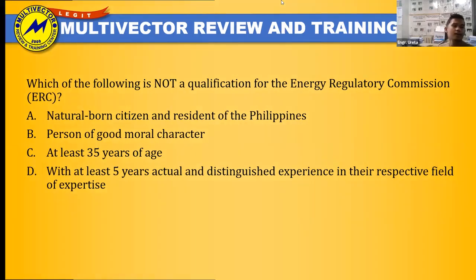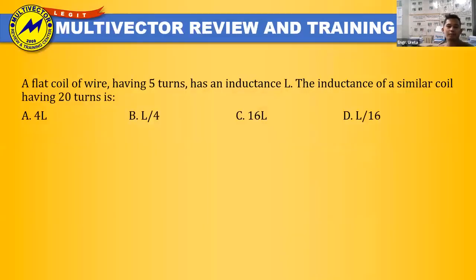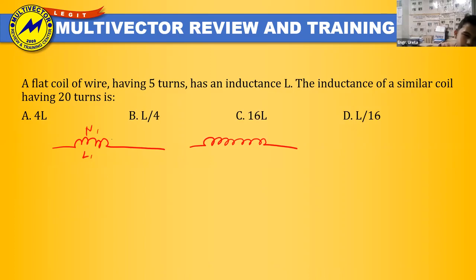33. Okay, problem 33, a flat coil of wire having 5 turns and has an inductance L. The inductance of the similar coil having 20 turns is blank. Okay, so kapag may inductor tayo, kapag nagdadagdag lang kayo ng number of turns, ito yung ating formula dito. So, condition 1, L1 with a number of turns N1. Ito naman, sir, L2. So formula natin or relation natin, the ratio of the inductances, L1 and L2, is just equals to the ratio of our number of turns, which is N1 and N2, squared.